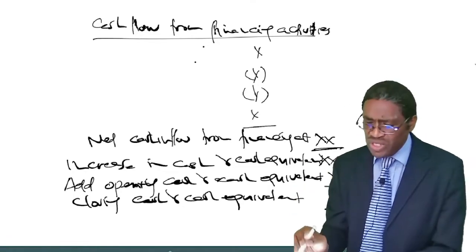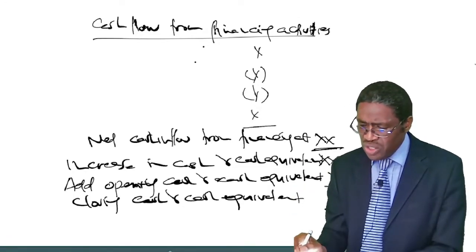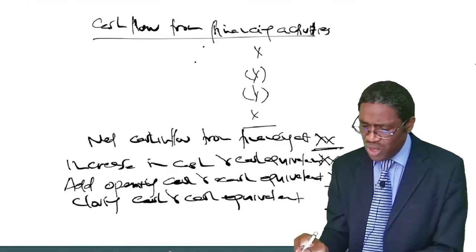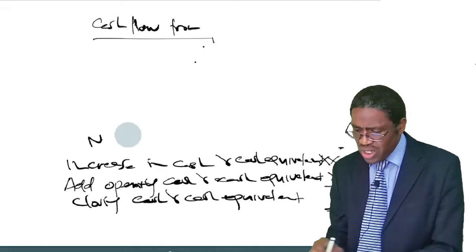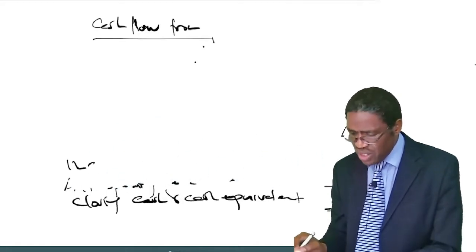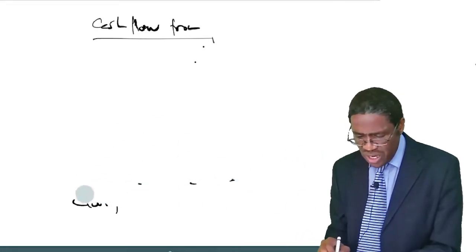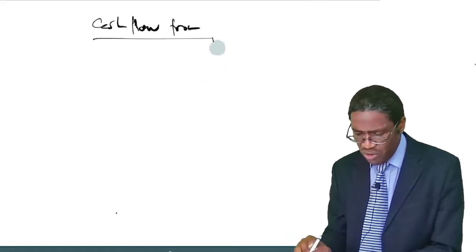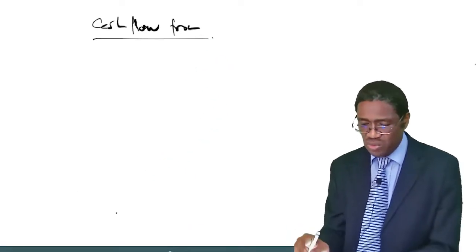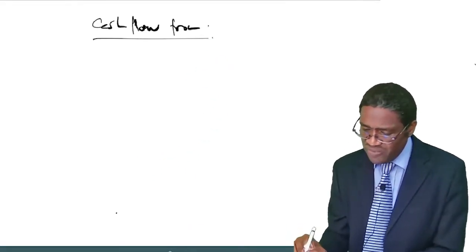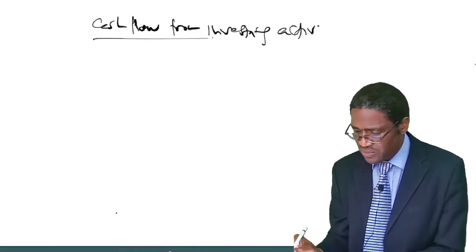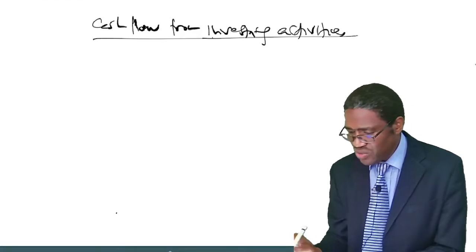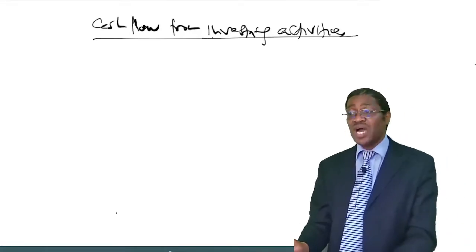Then you go to the second category of your cash flows, and that is the category we call cash flows from investing activities. That's the category we want to go to next as number 2.